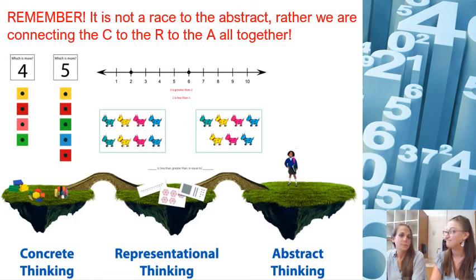Summarizing everything that we've talked about with our CRA model, it's so important to remember it's not a race to get to the abstract. Rather, we're connecting the C to the R to the A all together. There's so many times when students may start with that number sentence right away, but we want to make sure that they understand it. So we're going to bring them back to the concrete and representational to make sure they're making all those connections.